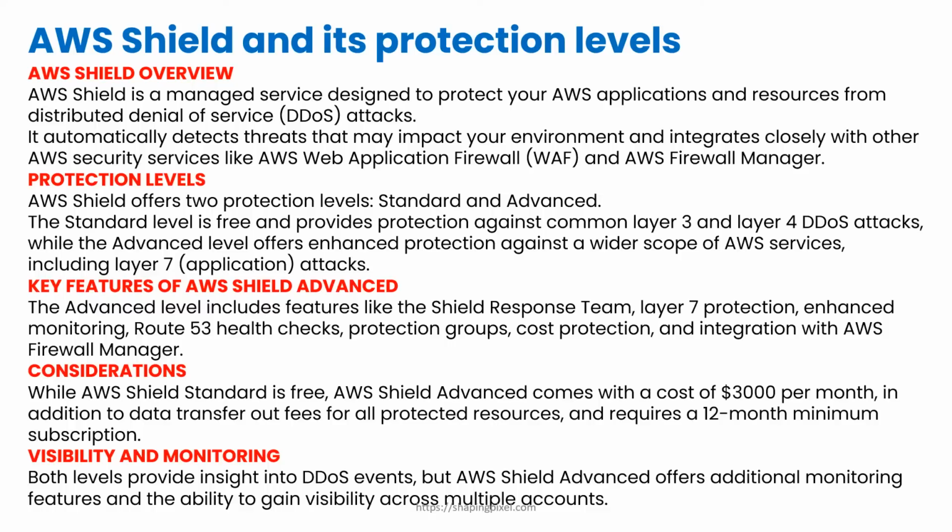While AWS Shield Standard is free, AWS Shield Advanced comes with a cost of $3,000 per month, in addition to the data transfer out fees for all protected resources, and requires a 12-month minimum subscription. Visibility and monitoring: both levels provide insights into DDoS events, but AWS Shield Advanced offers additional monitoring features and the ability to gain visibility across multiple accounts.